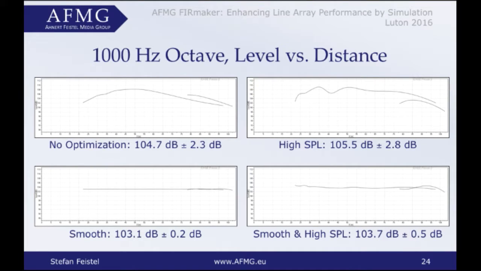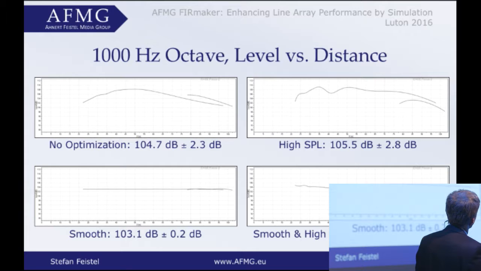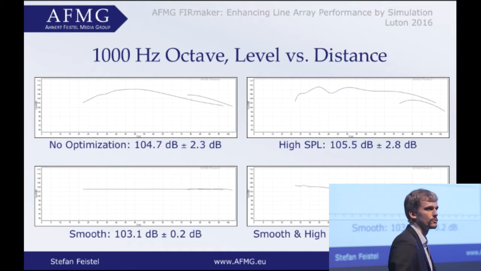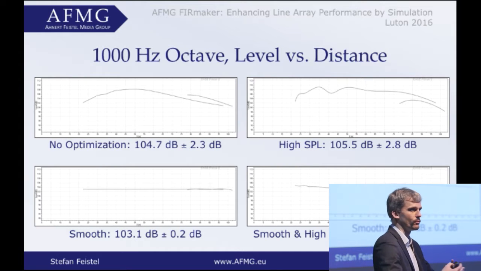Here's a plot at 1 kHz octave band for that system again, with no optimization. And here's a plot that we already looked at. Very smooth distribution of level, very high uniformity. But then you can choose another weighting. For example, you could optimize for very high SPL. Yeah, then you get almost 1 dB more output, but the spread of level across the audience is also higher. It's not magic. There's a trade-off always.